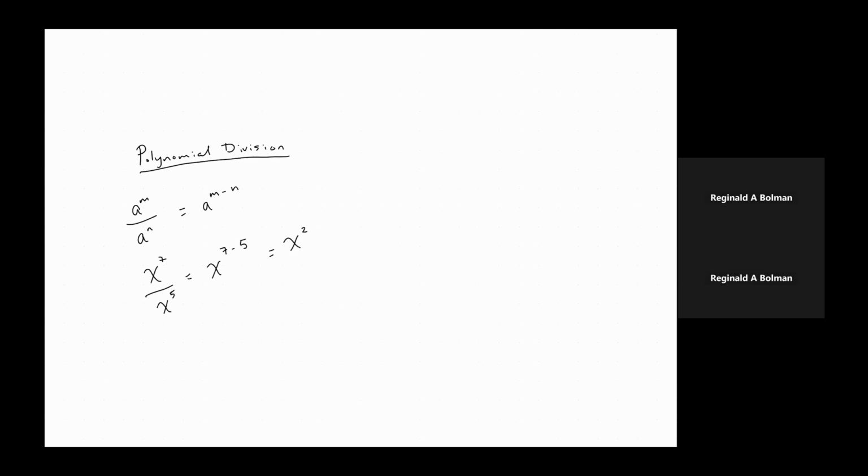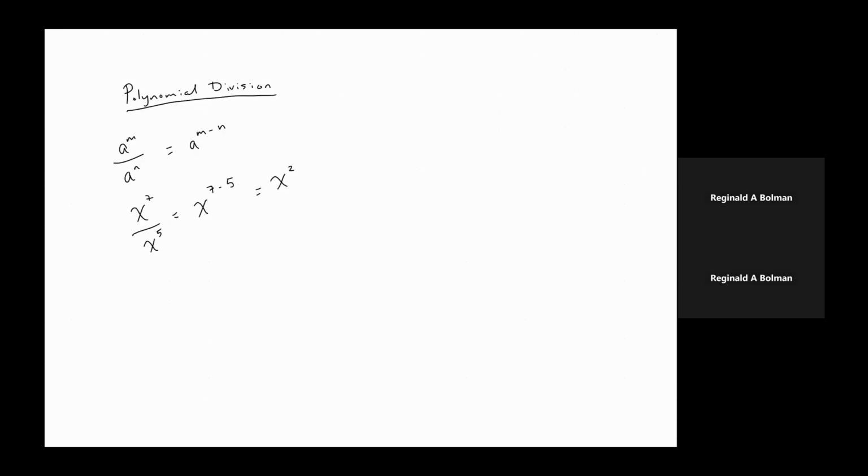The question that we're going to answer in class today is, what happens if you take a more complicated polynomial and you divide it by another more complicated polynomial expression, something like 9x cubed minus 21x squared all over 3x? What happens here?